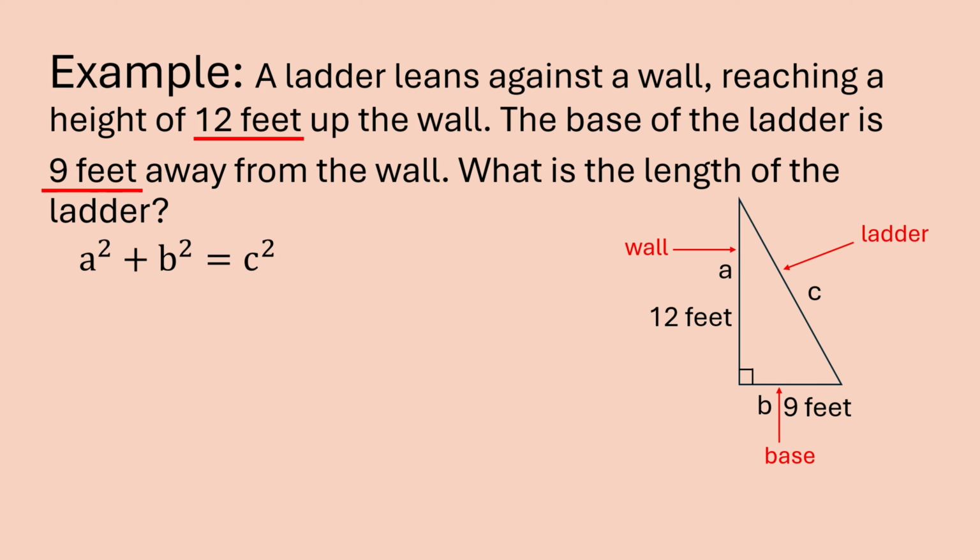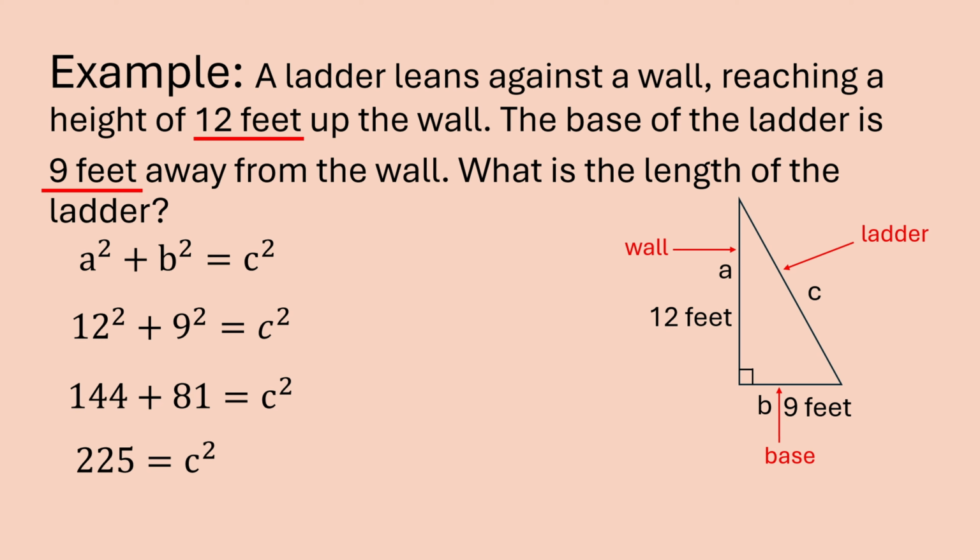Pythagorean formula is a squared plus b squared is equal to c squared. So 12 squared plus 9 squared is equal to c squared. So 144 plus 81 is equal to c squared. So 225 is equal to c squared. So c is equal to square root of 225. So c is equal to 15 feet. So the length of the ladder is 15 feet.